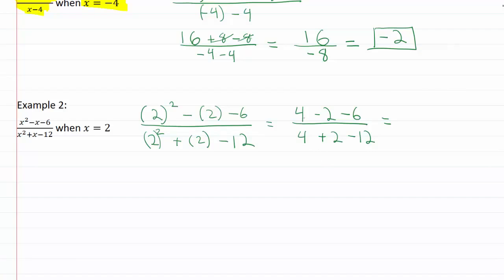Okay, so then on top 4 minus 2 will give me 2, 2 minus 6 will actually give me a negative 4, and on the bottom I'll have 4 plus 2 is 6, minus 12 is going to give me a negative 6. So then if I have negative 4 over negative 6, that will end up reducing down to 2/3. So that's going to be my final simplified answer when I evaluate this expression for x is equal to 2.